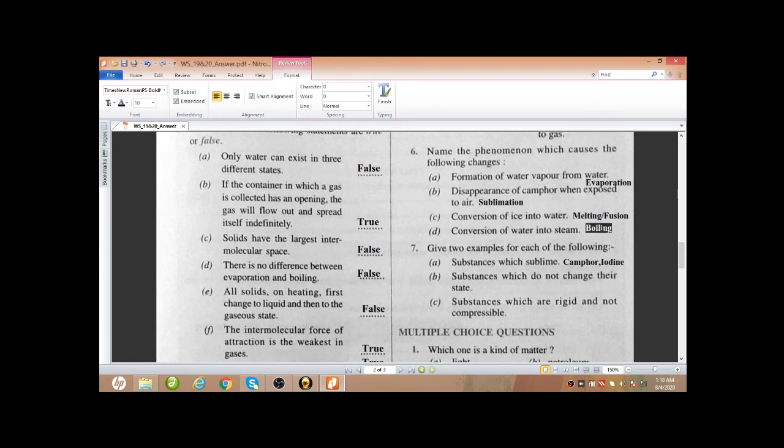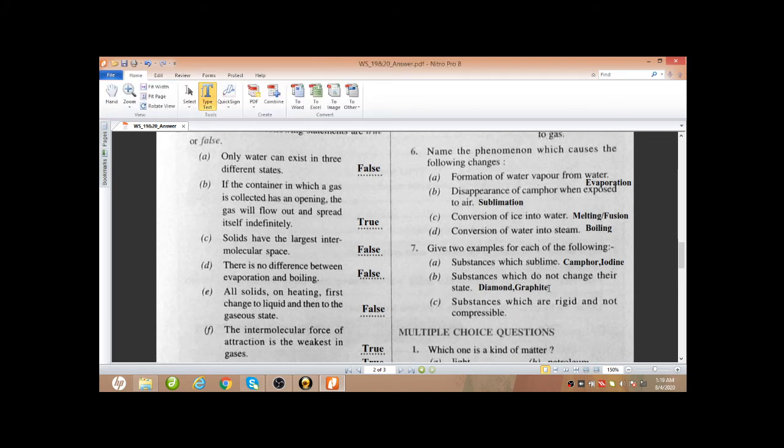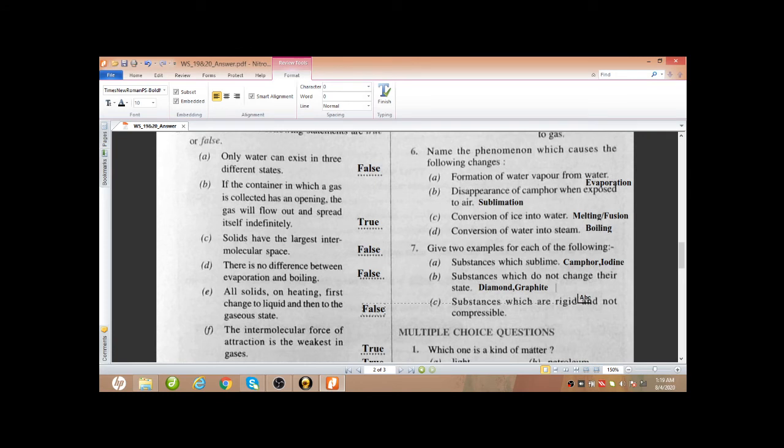Next, substances which do not change their state on heating. This will be diamond, or some other substances from carbon which will not show change of their state. So diamond, graphite, these two are there. Diamond and graphite are examples of solids which will not change their state.